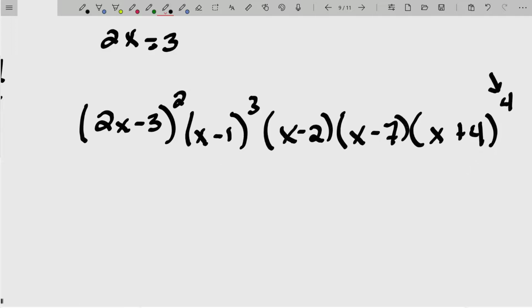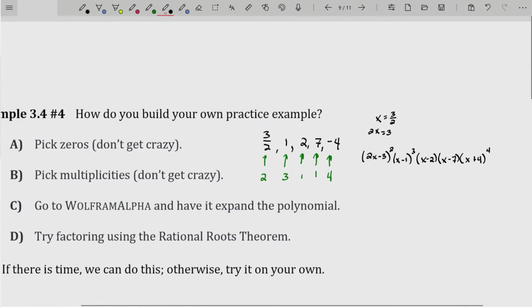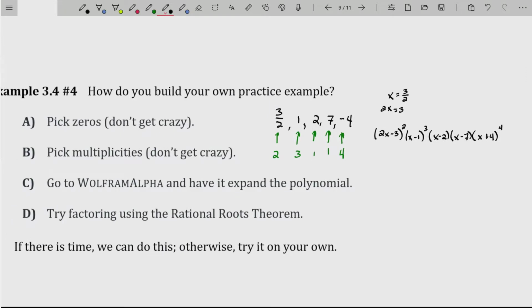Just choose your roots. And like I say over in the method, don't go crazy with picking zeros. And then if you do that, you have Wolfram Alpha multiply it out for you. And then you could go ahead and just use the rational roots theorem. And I say, if there is time, we can do this. Otherwise, just try it on your own. Again, do not pick large powers on large numbers. It's okay to pick a large number like 7, but it's not okay to make that a 7 and have a multiplicity of 10 on it, because it'll just be ridiculous.